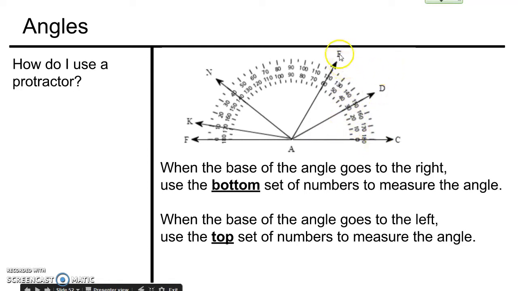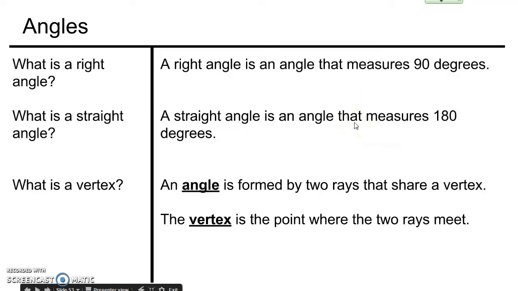So if we were measuring angle EAC, since the base goes to the right, I would use the bottom set of numbers, and it would be a 60-degree angle. When the base of the angle goes to the left, use the top set of numbers to measure the angle. So if I was measuring angle DAF, I would use the top set of numbers, and it would be 150 degrees. Remember those two things. When the base goes to the right, use the bottom set. When the base goes to the left, use the top set.